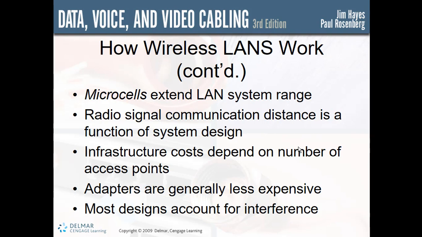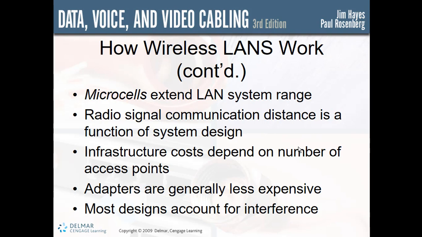Now, all of these are susceptible to what we call interference. The unlicensed nature of radio-based wireless LANs means that other products that transmit energy in the same frequency spectrum can potentially cause interference within a wireless LAN system. Even microwave ovens, garage door openers, or other remote controls are potential concerns, but most wireless LAN vendors design their products to account for these interferences.